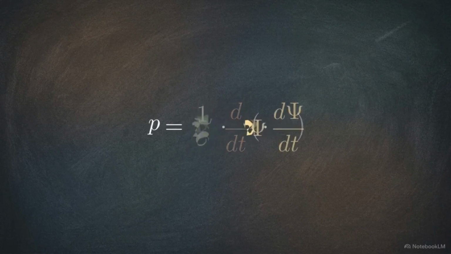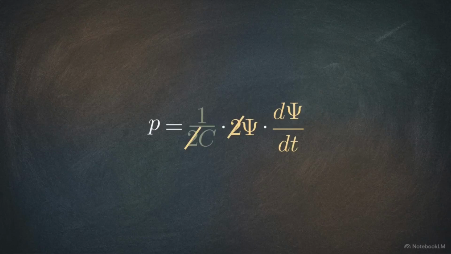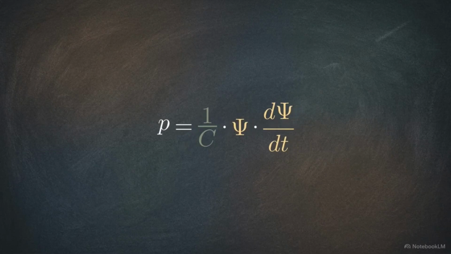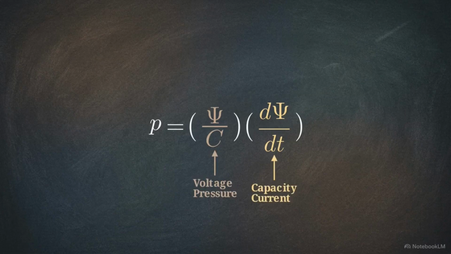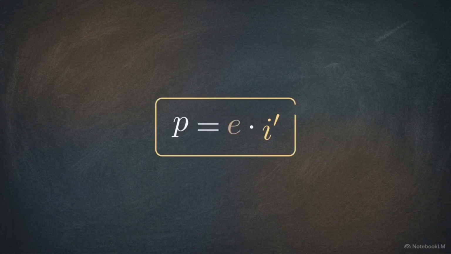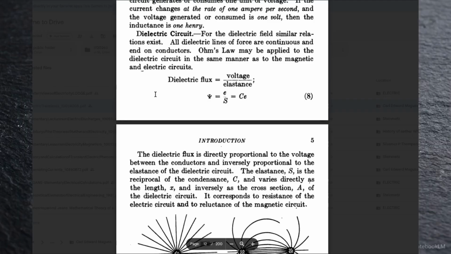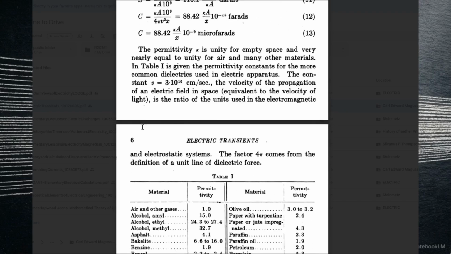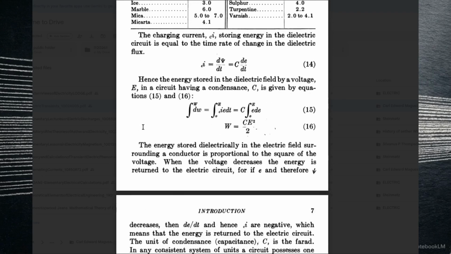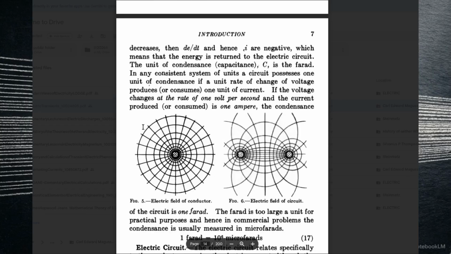Running the squared flux through the chain rule over time mathematically cancels the structural constants. Reassembling the remaining terms allows us to convert the raw field structure back into measurable circuit variables, voltage pressure and capacity current. Capacity current is entirely decoupled from moving point charges. Dielectric power is simply voltage pressure reacting against the raw speed of flux withdrawn from empty space.